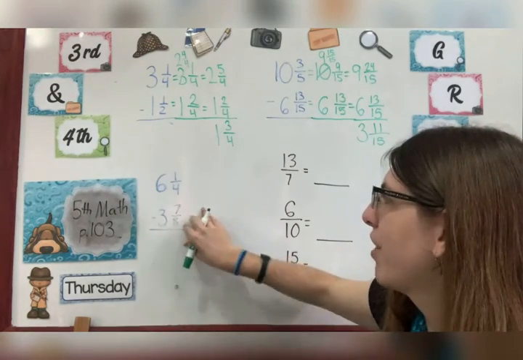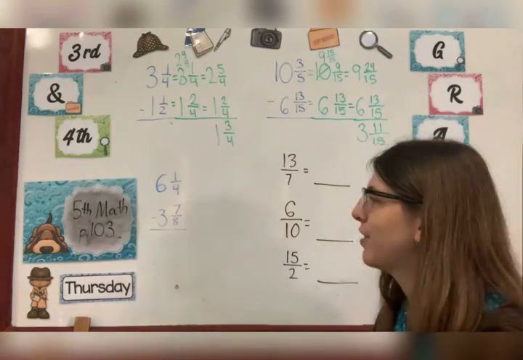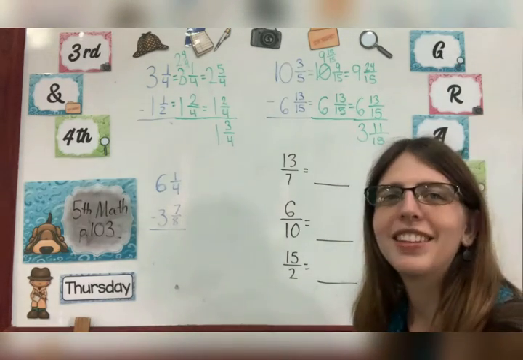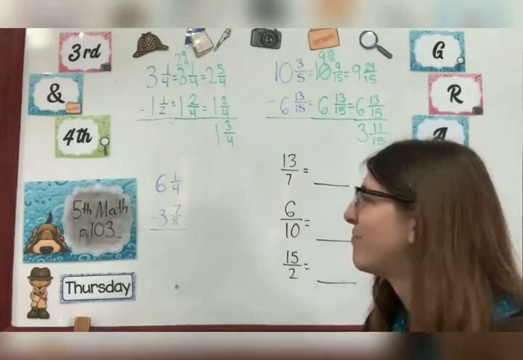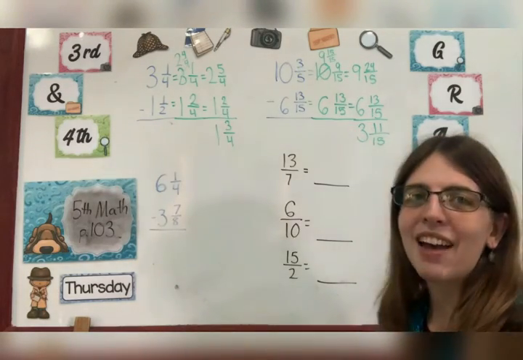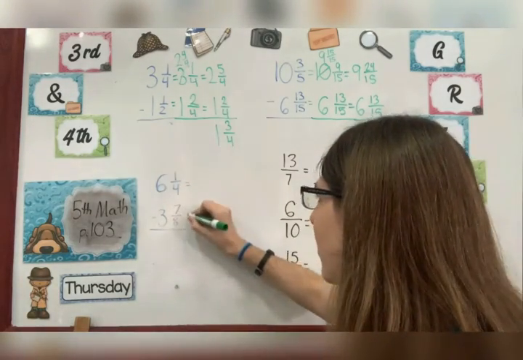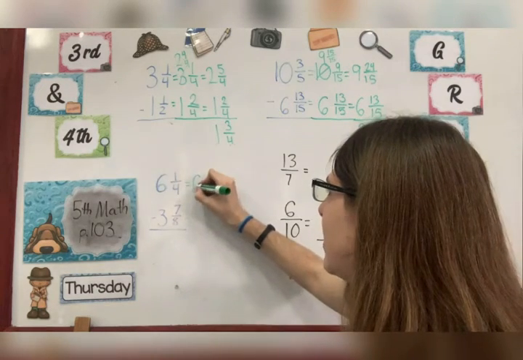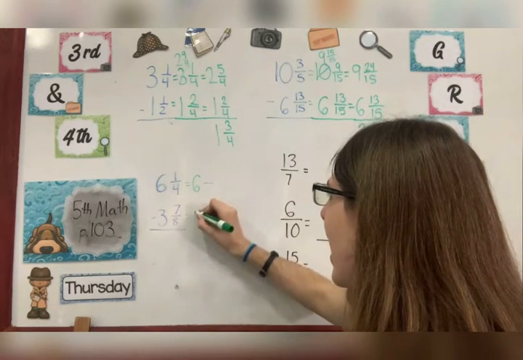6 1/4 minus 3 7/8. So first we need to have the common denominator. What would be the least common denominator for 4 and 8?